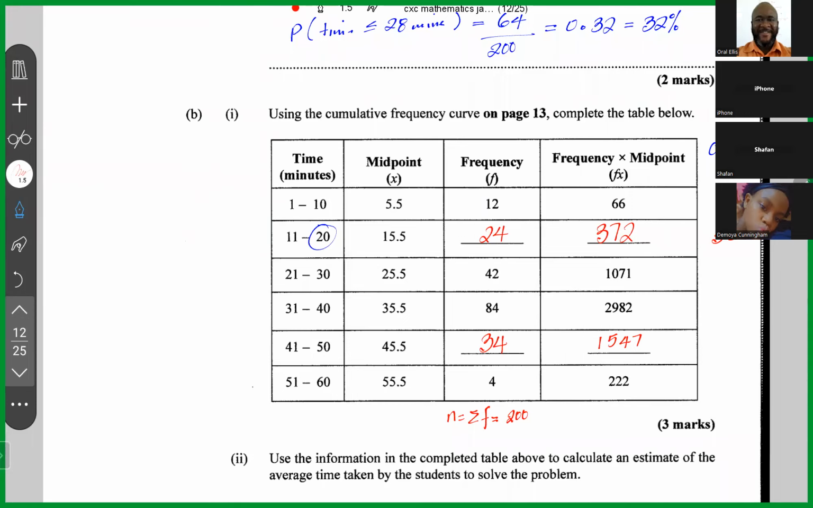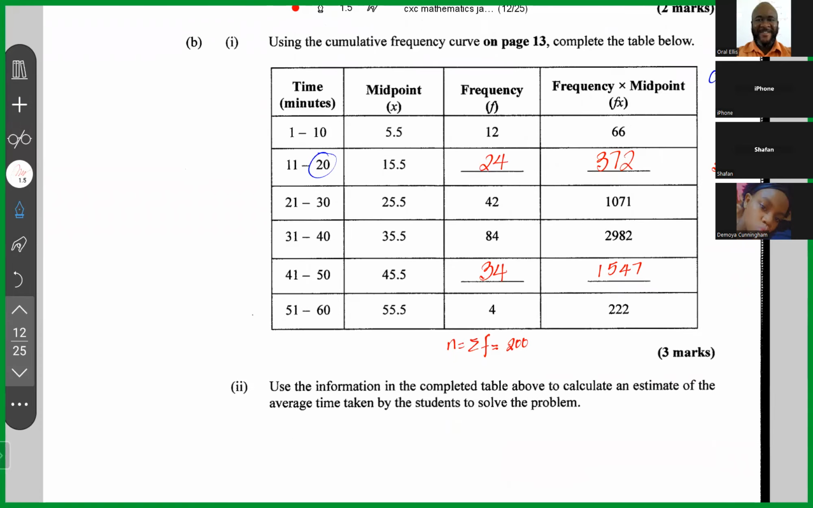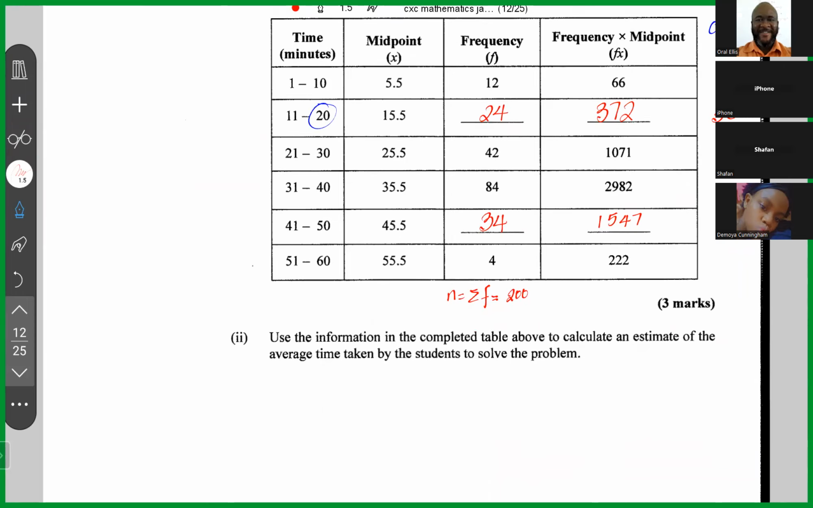This is something that you all need to be able to do. Next, we're told, using the information in the completed table above, calculate an estimate of the mean. For grouped data, the mean x bar is equal to the sum of fx divided by n. We have the fx column, and I need the sum of fx, so I'm going to add up all of the fx values. When I did that, I got 6,260.